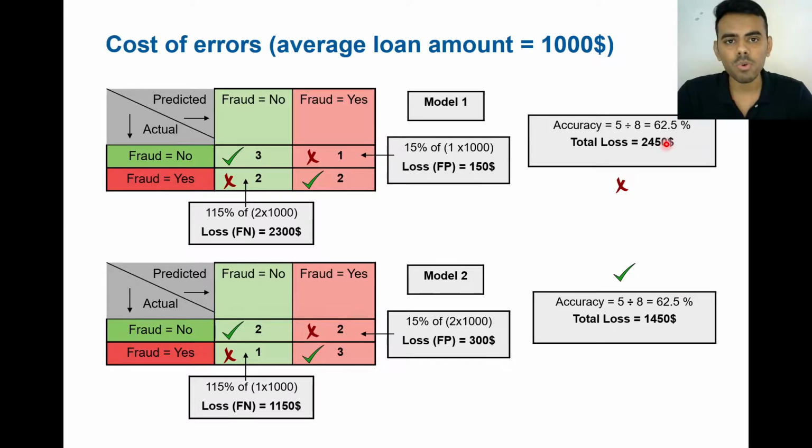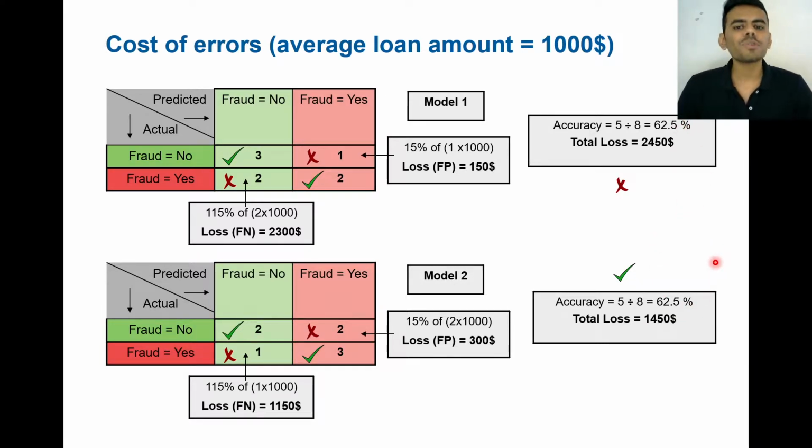Again, we are just focusing on losses. The profit made from the true predictions is not accounted for. I just want to make it simple for you. We repeat the same procedure for the bottom case. Here there are two false positives, so 15% into 2 by $1,000, and only one false negative, so thereby 1 into 1,000 and 115% of that. You sum up that value, you get a loss of $1,450.